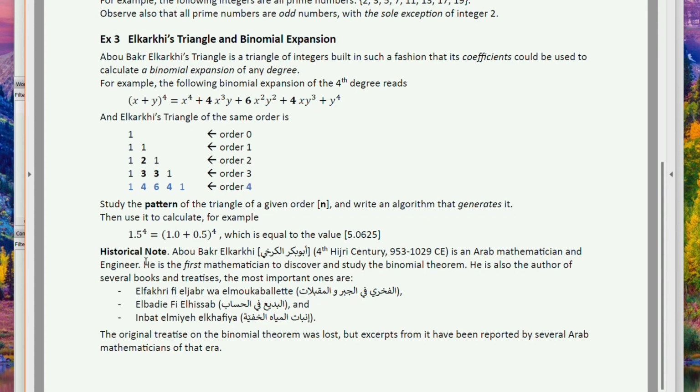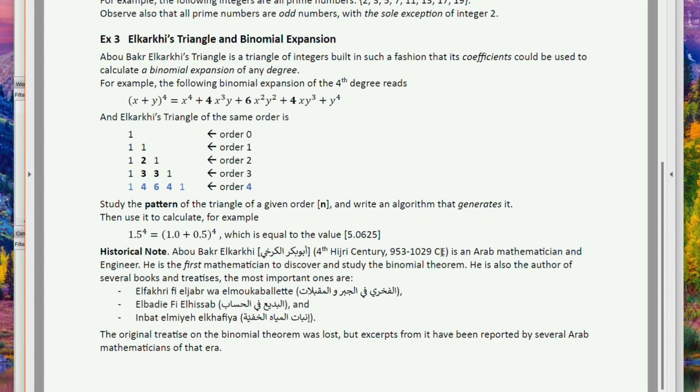So here there is a short historical note, because often in textbooks they don't talk about Abu Bakr al-Karkhi. So Abu Bakr al-Karkhi, in Arabic Abu Bakr al-Karkhi, 4th Hijri century, 953 to 1029 CE.